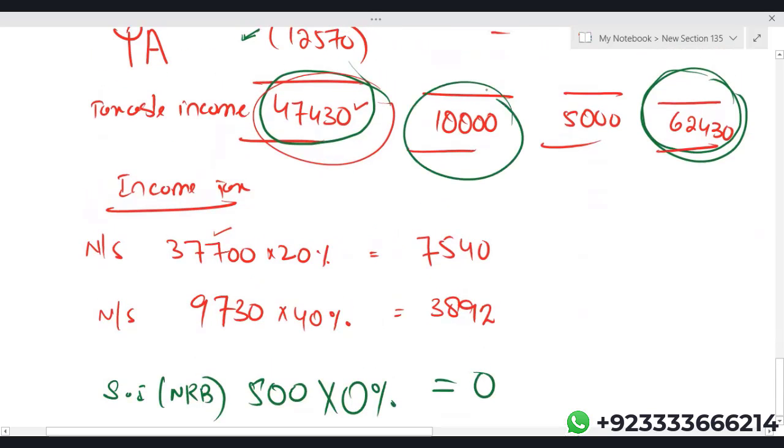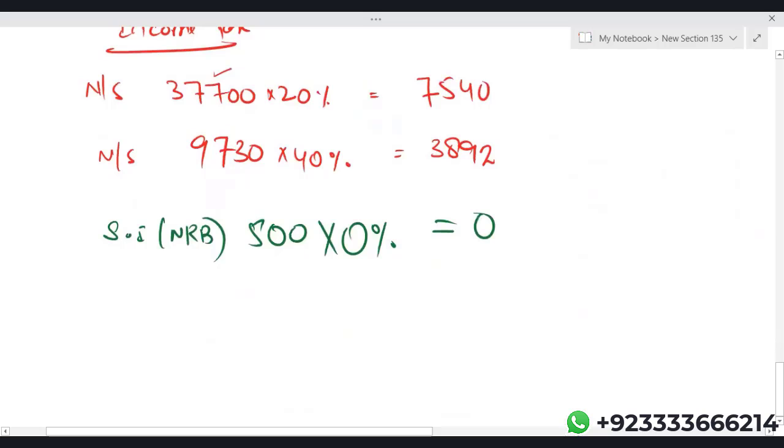So from this 10,500 we have already taken 500 in the nil rate band. So the remaining 9,500 obviously falls in the higher rate band because the basic rate band is already fully utilized. Saving income, higher rate, which is 40%. So 9,500 into this, I'm getting 3,800.